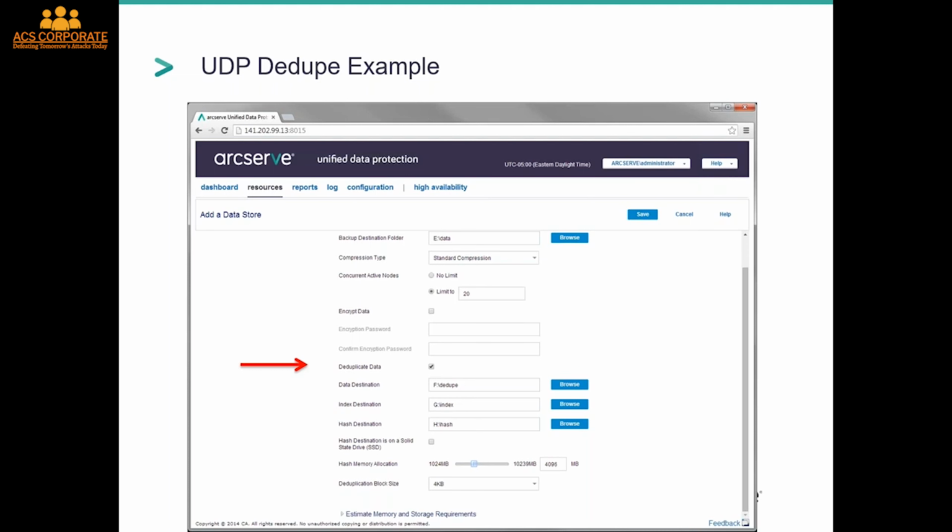And you'll notice that the hash destination there is on the H drive, because that's on a faster disk. And then you can put the volumes and the indexes on different drives, as you can see. And you can also set the dedupe block size there, and you can see this example set to 4K, which is going to give you very high dedupe ratios.